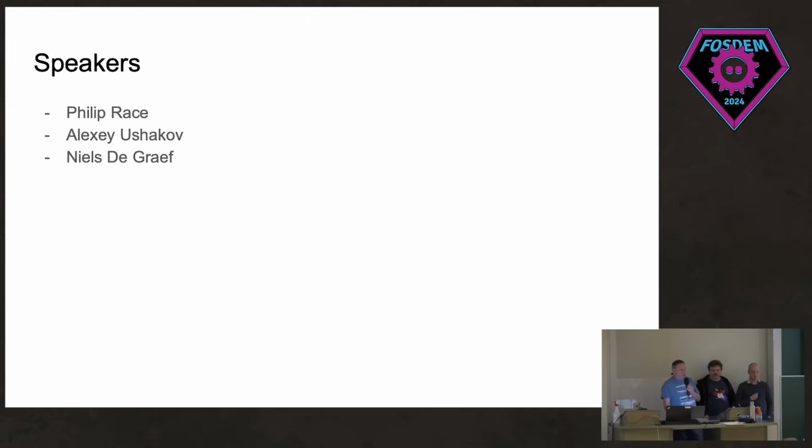So I'm Phil Race. I work at Oracle. I'm the lead for the client libraries on OpenJDK. Next to me is Aleksei Ushakov. He actually used to work in the Java 2D group at Sun a long time ago, but these days he works at JetBrains. And there's Niels de Graef, who's a product manager? Product owner. But it's whatever, at RedHat in the desktop group. And so he is going to do our first session. I'll hand it over to Niels.